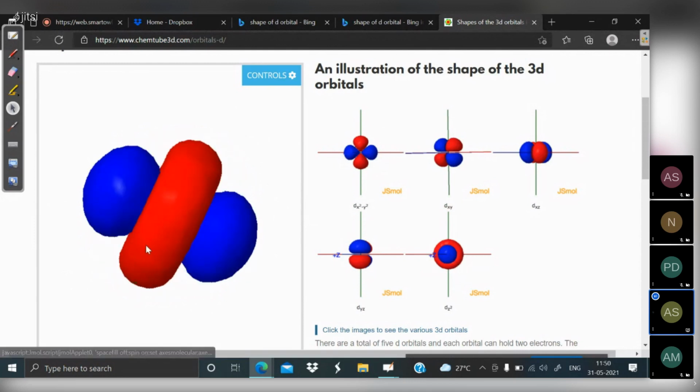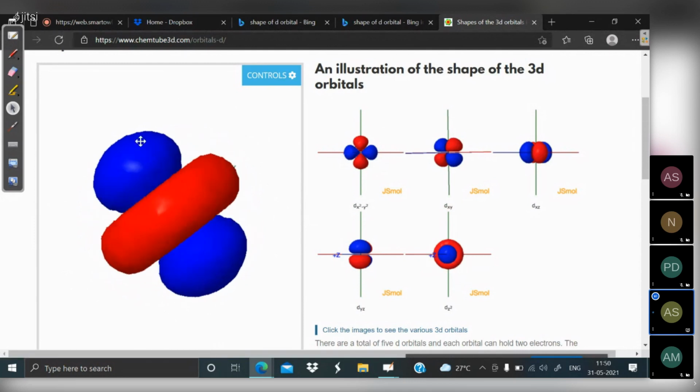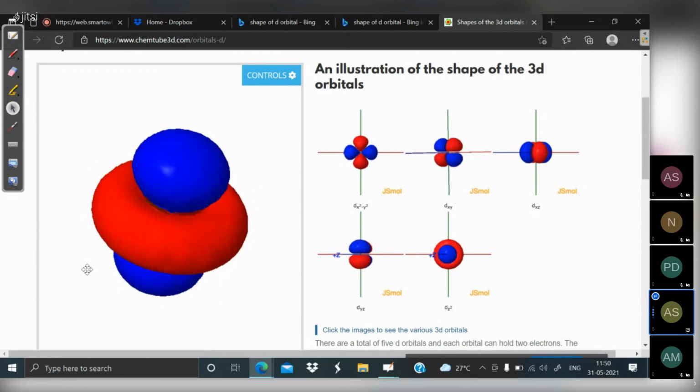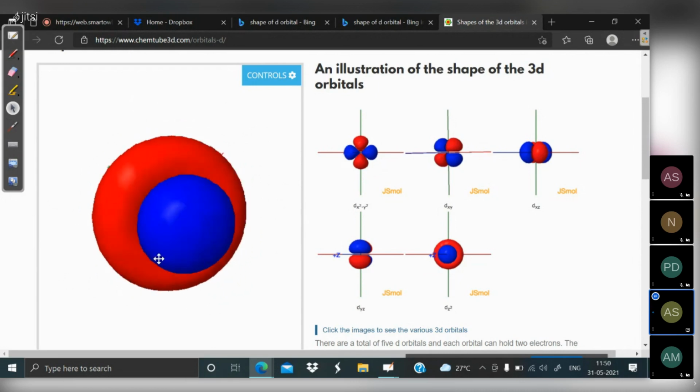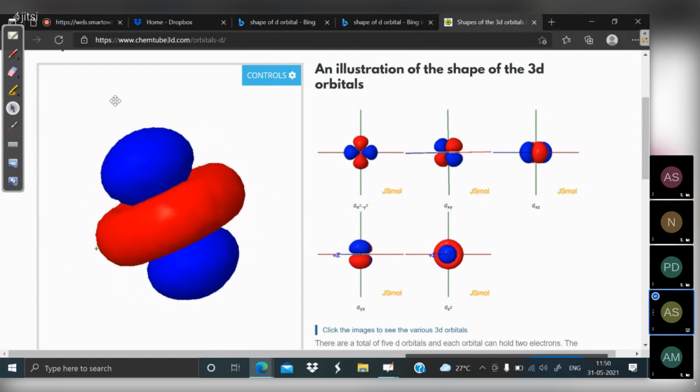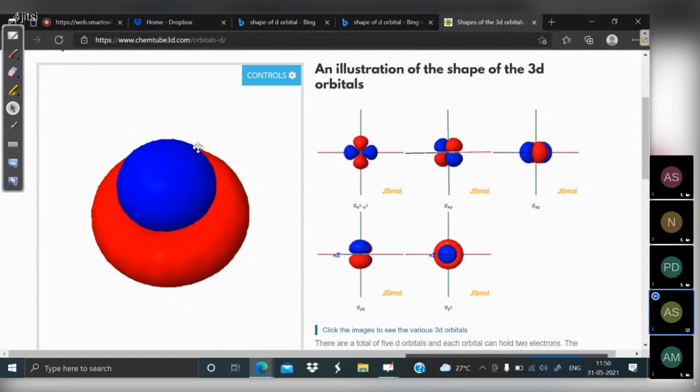What about the dz square? This is the shape of dz square. You cannot see any of the orbitals, because the blue lobe is our z-axis. So the blue thing is the z-axis, and this red is called a ring of charge. This is the ring of negative charge around the axis.